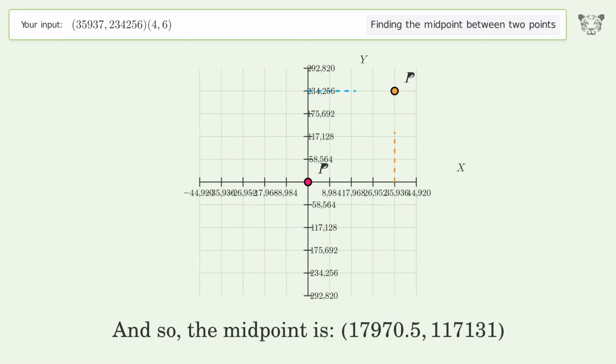And so, the midpoint is 17,970.5, 117,131.